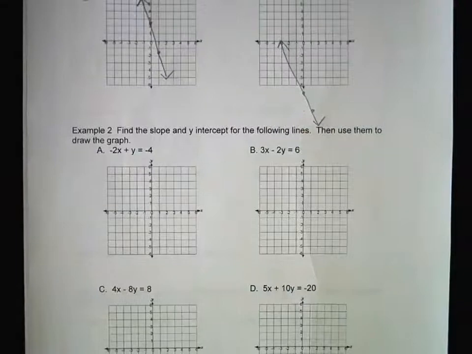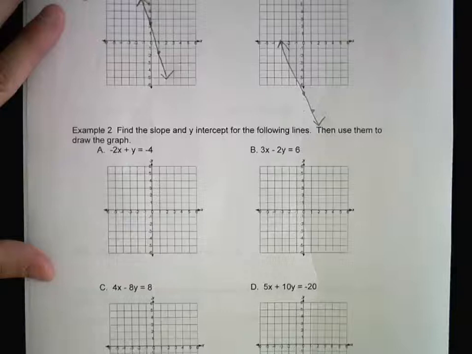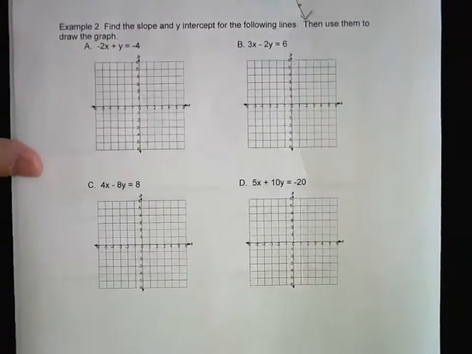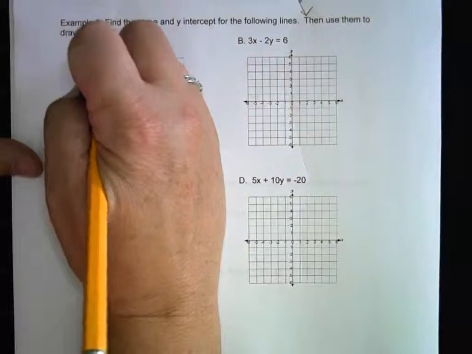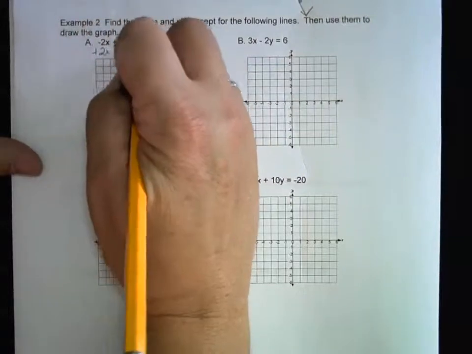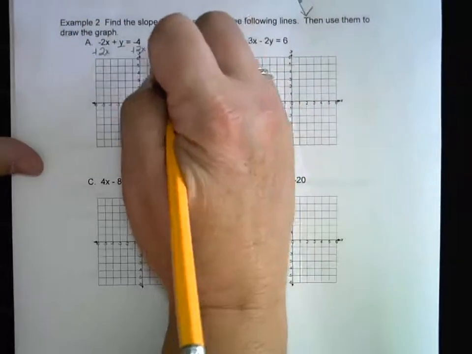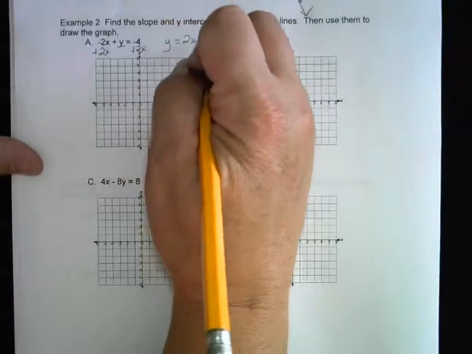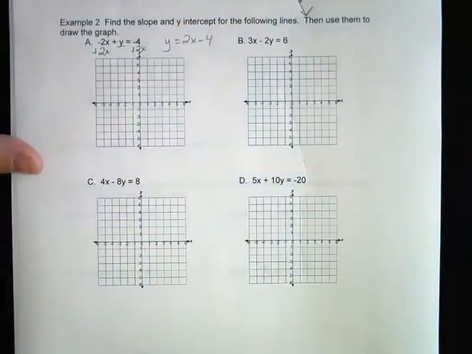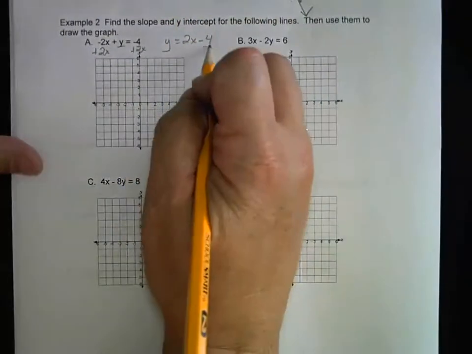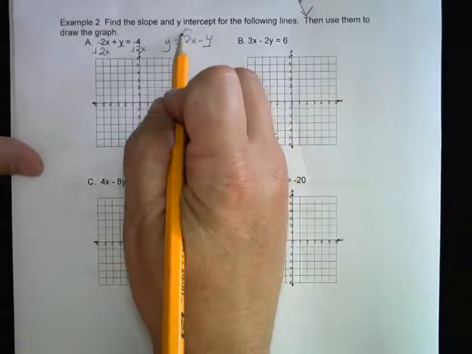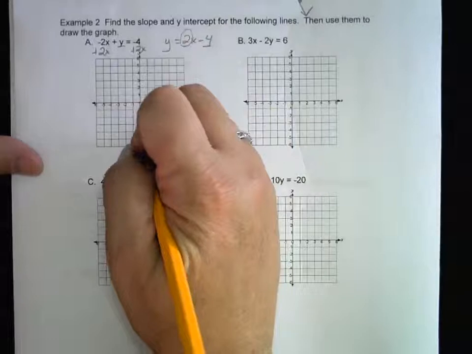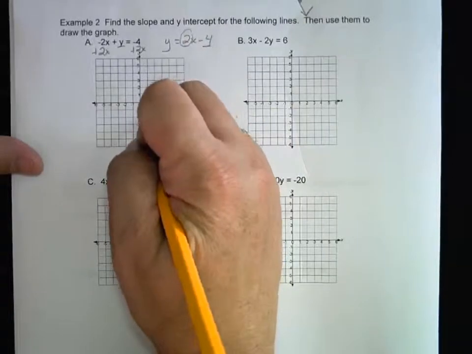Example 2, what we want to do is put these in slope-intercept form. So what we need to do is solve for y. Here you will add 2x to both sides, and that becomes y equals 2x minus 4. Here's our y-intercept, negative 4. Our slope is 2, so you go up 2 and 1 to the right.